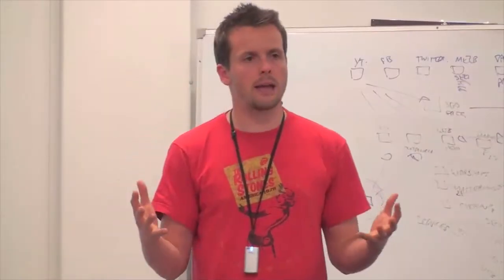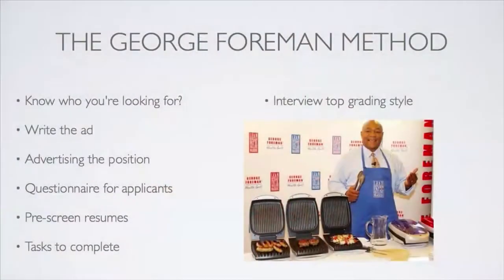How do you actually find A players? We use a method we call the George Foreman method. The reason we call it the George Foreman method is because you give them a real good grilling. And the way that you do it is, firstly, you've got to know who it is that you're looking for.